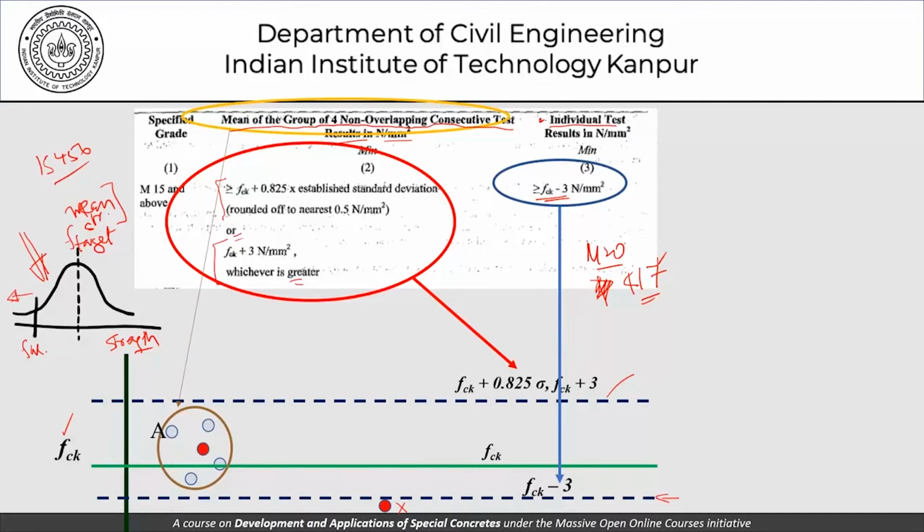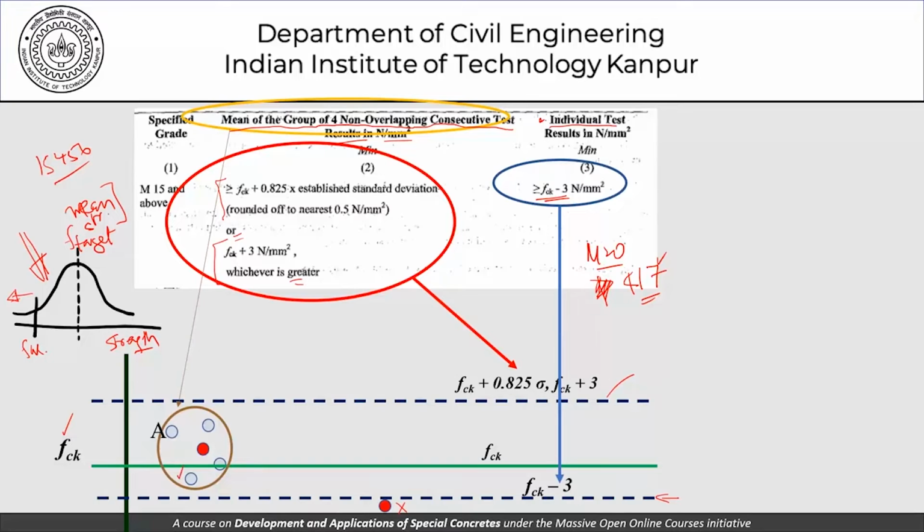So now here is this mean which is just above FCK. This fellow is below FCK but higher than FCK minus 3, therefore this is acceptable. But the mean of these 4 is not clearing this line, and therefore all of them become unacceptable.